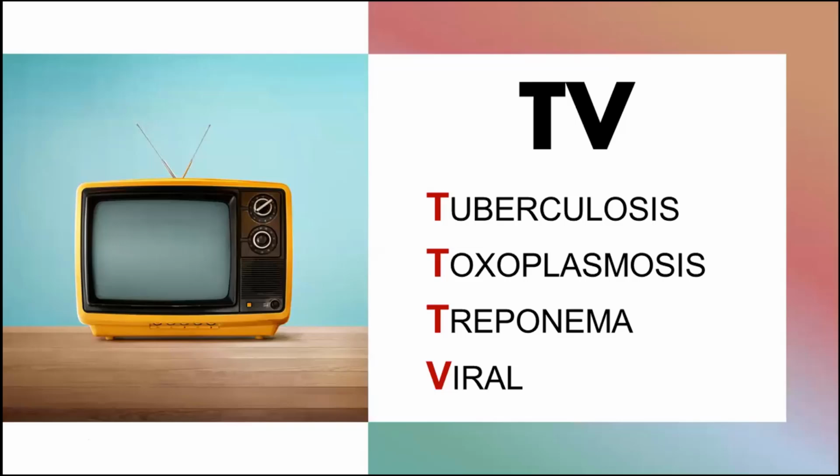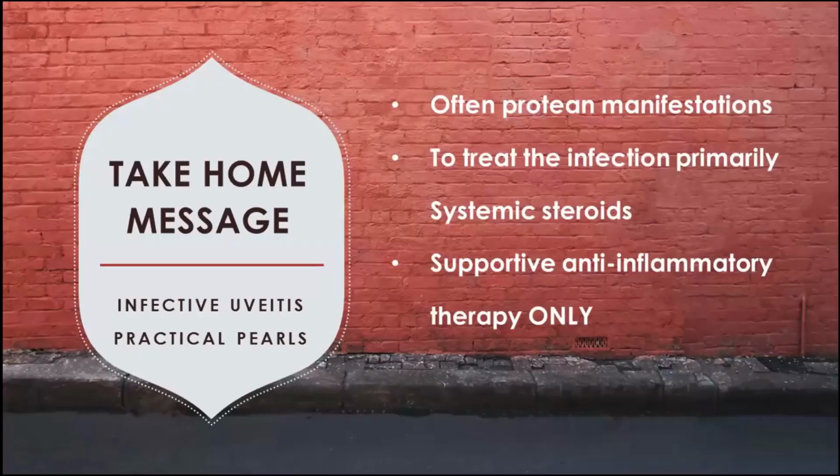So in summary, there are four infectious uveitis entities we should keep in mind: tuberculosis, toxoplasmosis, treponema, and viral. I call this the TV in infectious uveitis. TV: tuberculosis, toxoplasmosis, treponema, and viral. So the take-home message is that it is often a protean manifestation.